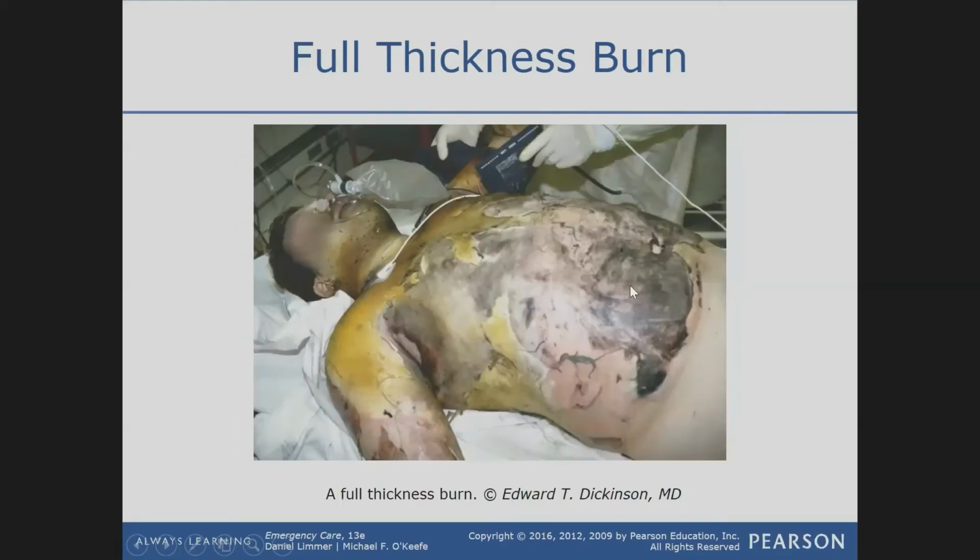And this is your full thickness burn. At this point, the skin is so tight from the burn that this patient might not even be able to expand adequately to bring in oxygen, because if your skin is so tight, it won't expand and allow your thoracic cavity to create that negative pressure.